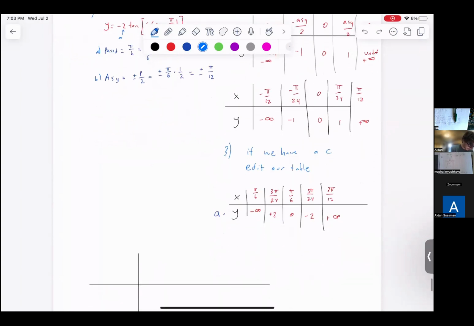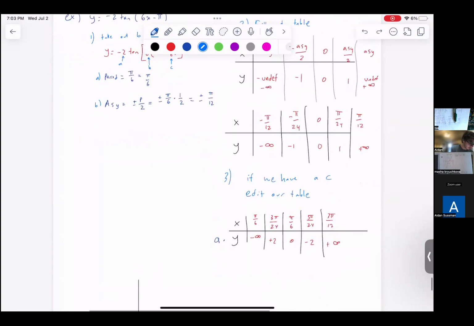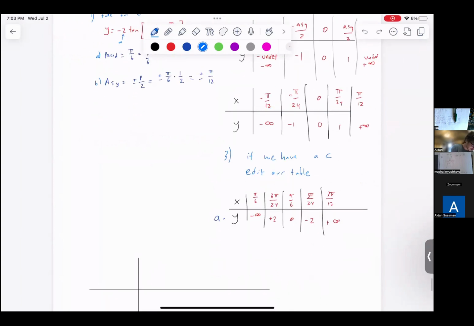Step 2, we fill in our table. It's always this pattern. Once you find the asymptote, it's negative asymptote divided by 2, 0, asymptote divided by 2, asymptote. And these are always the same. Then step 3, we edit our table if we have a C. You take all the x values and add your c. In this case, our c was pi over 6. So negative pi over 12 plus pi over 6, positive pi over 6. Same thing here, here, here, and here. And we add all those.